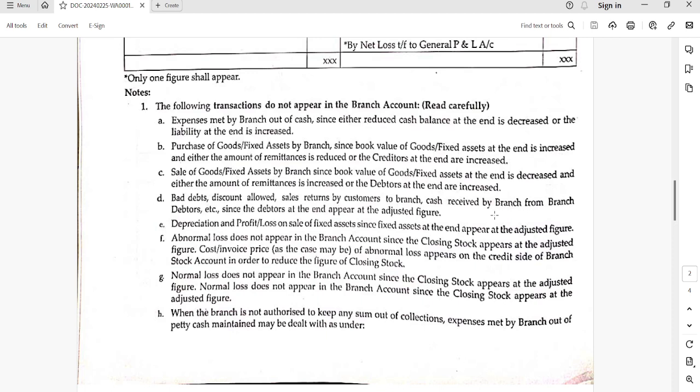I am repeating, guys: closing stock is the adjusted figure, that's why you are not going to plot anything here. As closing stock is given, we are not going to plot abnormal loss and normal loss. So you can also note this down: abnormal loss and normal loss are not going to be plotted there. Okay, done.